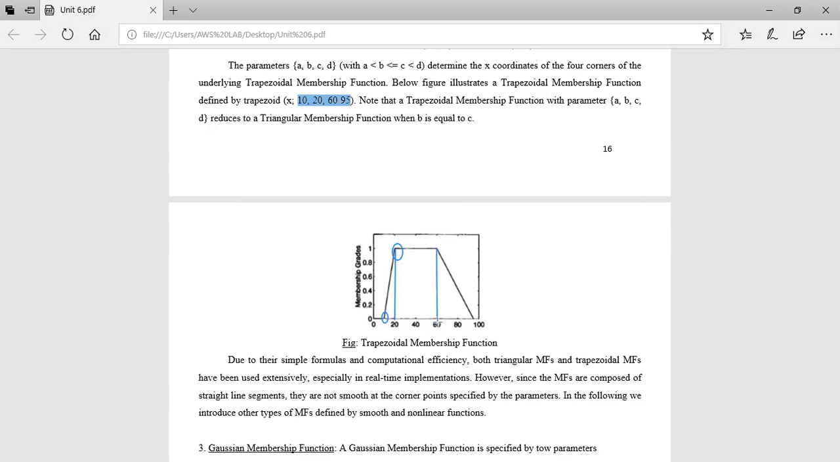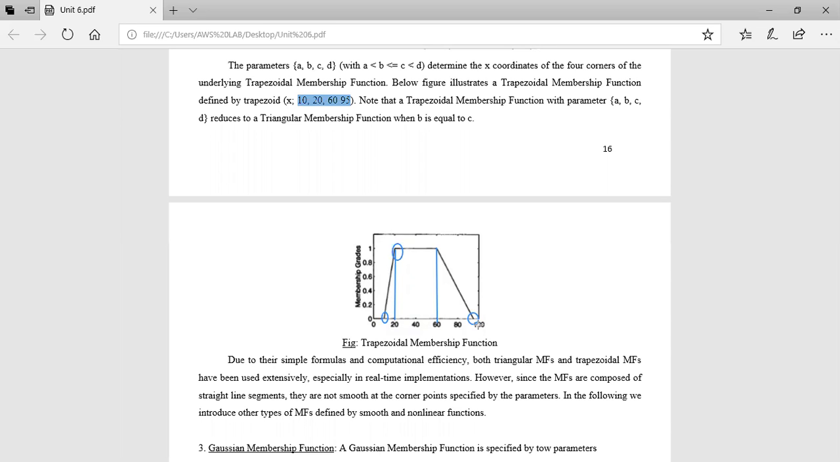So in the triangle membership function, see, these 20 and 60 together had only one edge earlier. Here there will be 2 edges in the upper part also. That is why here we are using one extra parameter, right? And the last parameter value is 95. So 95 will be just near to the 100, right? So that is why we represent it here. So this is how we are going to mention the trapezoidal membership function.